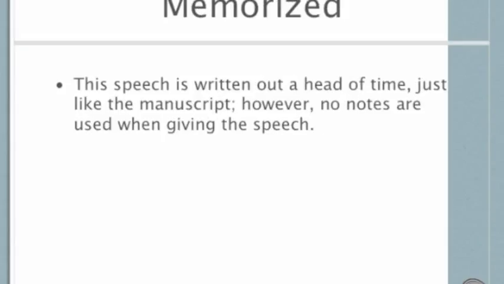Memorized. This speech is written out ahead of time, so word choice is picked out, just like the manuscript. However, no notes are used when giving the speech. This allows for more eye contact and nonverbal. However, it makes some new difficulties because you have to worry about the exact words and getting them all down perfectly. And that can cause some problems for people. We do not do memorized speeches in this class.